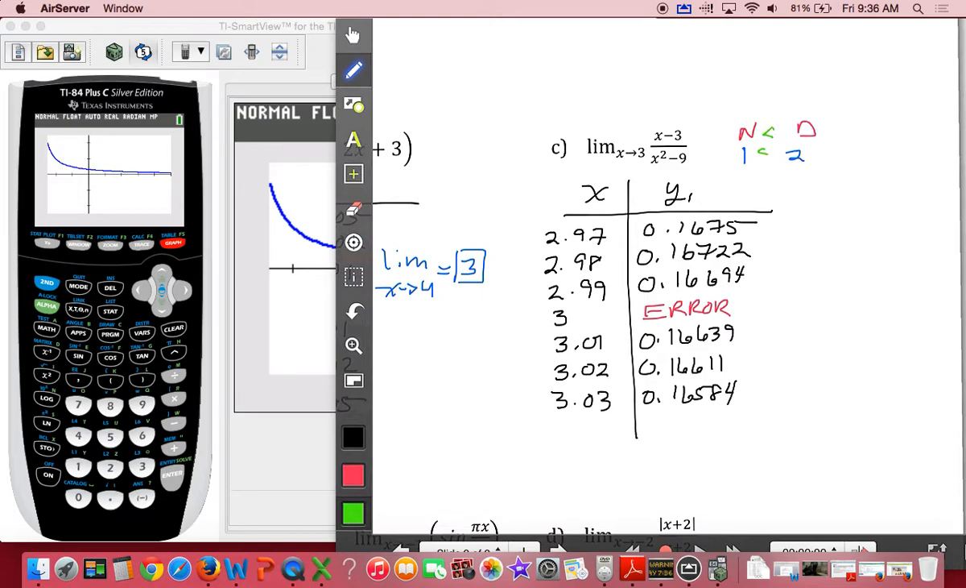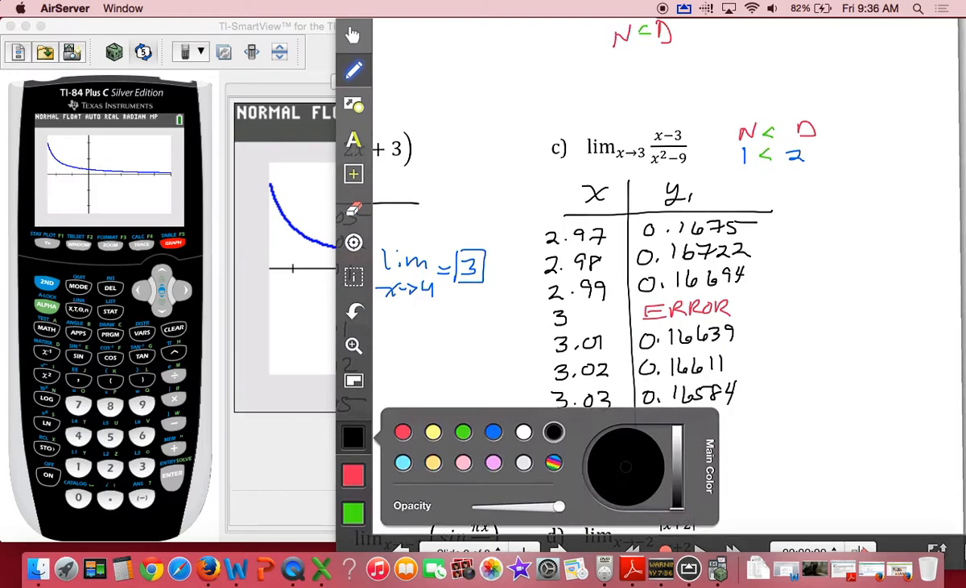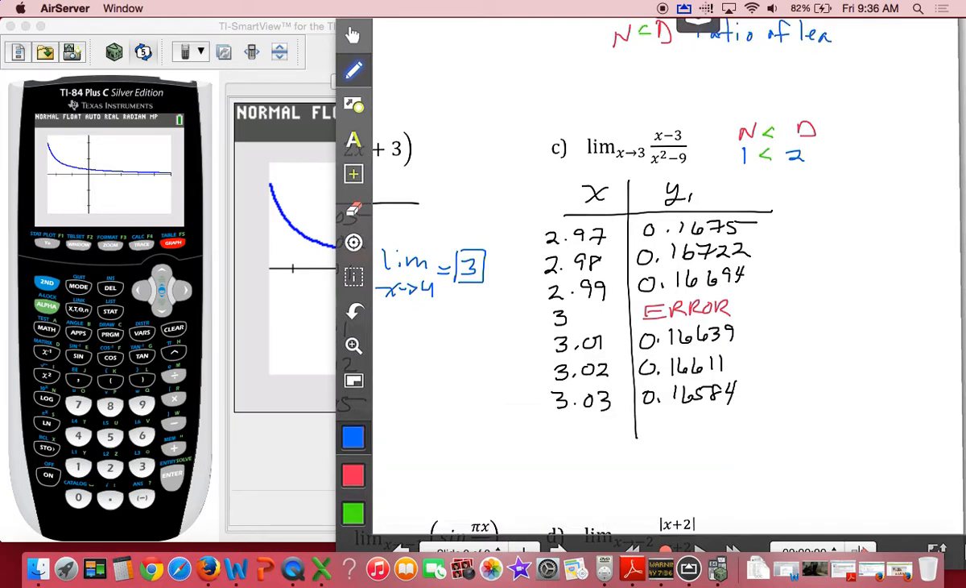So, little aside here, when your numerator degree equals the denominator degree, your horizontal asymptote is the ratio of leading coefficients. So if this had been x squared minus 3 over x squared minus 9, then we would have taken 1 over 1, and you would have seen a horizontal asymptote of y equals 1, and then we would have been approaching 1.